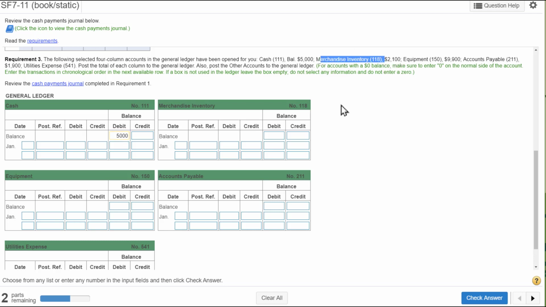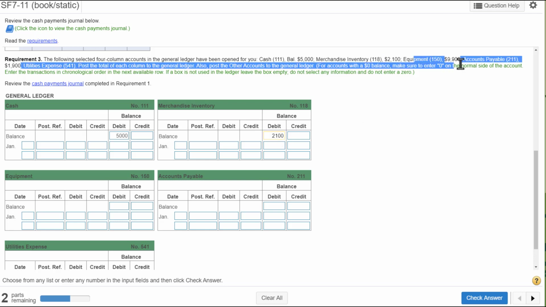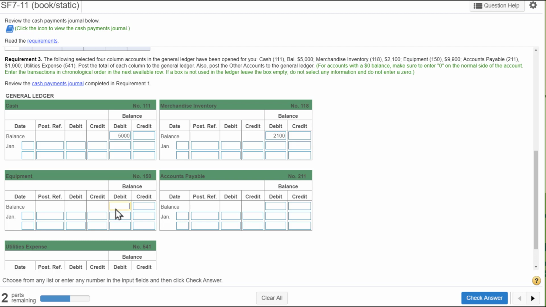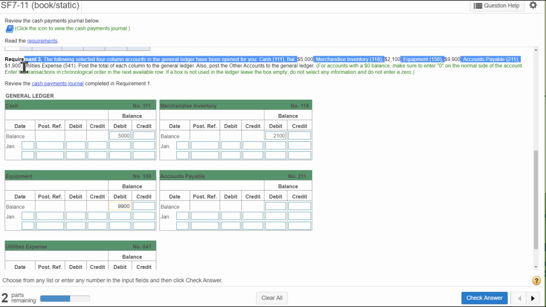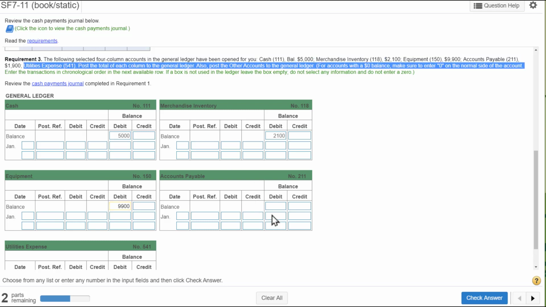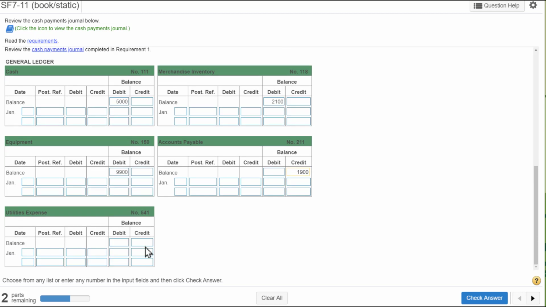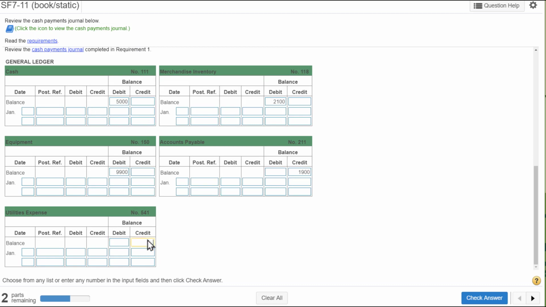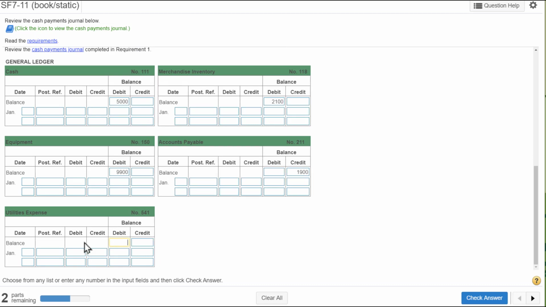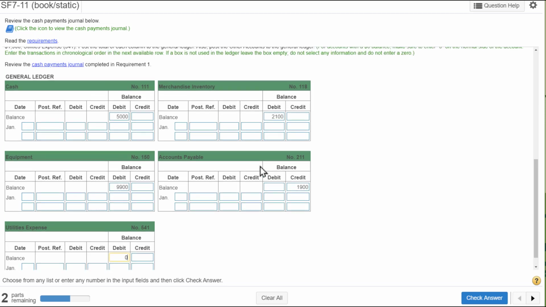Inventory, 2,100. That goes on the debit side, the plus side. Equipment, 9,900. That goes on the plus side. AP has 1,900. AP, the plus side is the right side, so don't forget that. And then utilities expense has no balance, but we need to put a 0. So does the 0 go on the debit or credit? It goes on the plus side, which is debit for expenses.